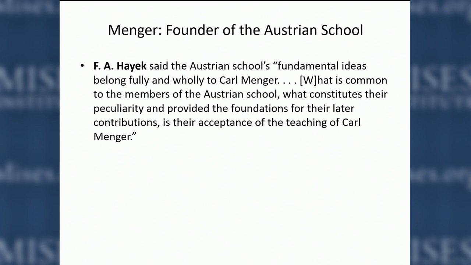And Hayek pointed out, what is common to the members of the Austrian school, what constitutes their peculiarity and provided the foundations for their later contributions, is their acceptance of the teaching of Karl Menger. So we are all Mengerians. If you're an Austrian, your foundations lie in this slender book, as Mises put it, that was published in 1871. It really just sprang almost full-grown out of the brow of Zeus. It just came out of Menger's head. Of course, he had a lot of influences, as I said.